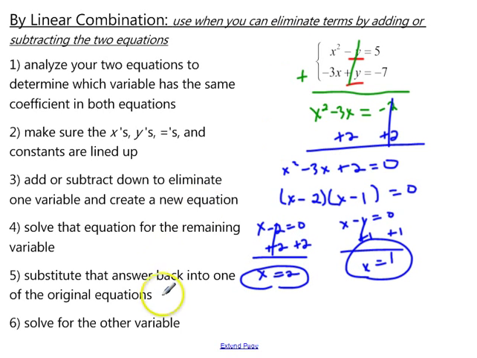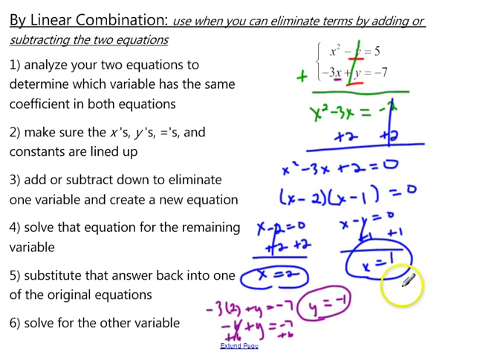And then we move into step 5. Substitute the x values back into the other equation to solve for the other variable. So again, I want to substitute it into the second one because it's a little less complicated without that squared. And then we get negative 3 times 2 plus y equals negative 7. This is negative 6 plus y equals negative 7. And then when you add 6 to both sides, this cancels and we have y equals negative 1.